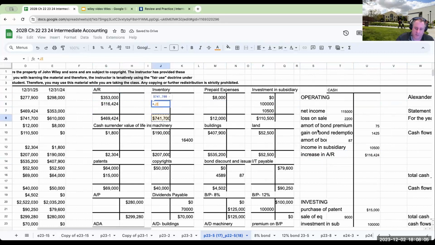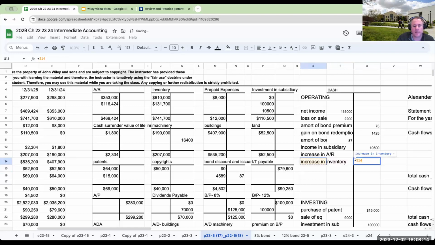Inventory went from 741.7 to 610. There's going to be an increase in inventory. I'm going to do the opposite to cash and credit cash. Prepaid expenses, right over here. I'm basically balancing my T accounts. I need a 4,000 debit, and I'm going to show a credit to cash of $4,000. This is going to be an increase in prepaid expenses.